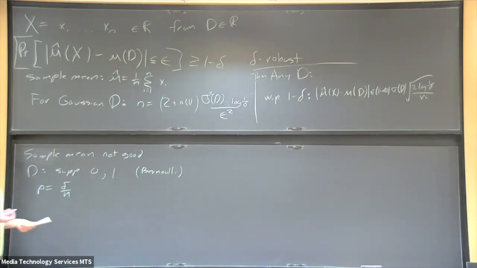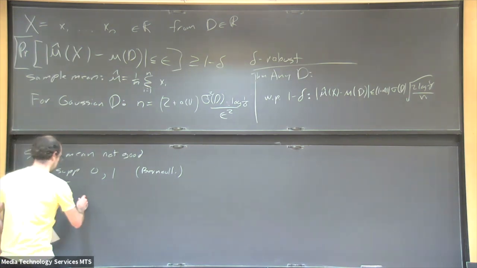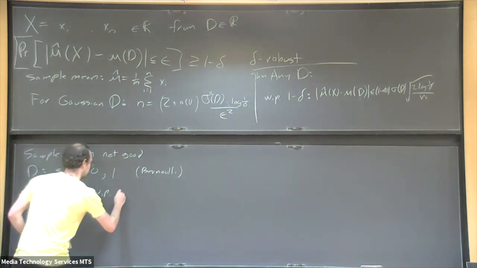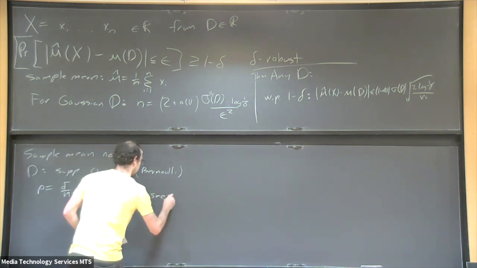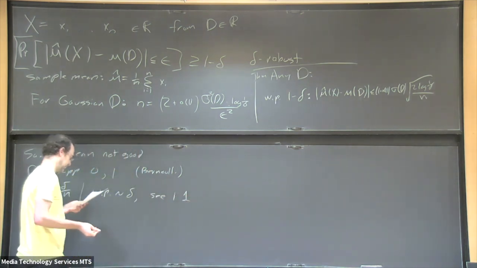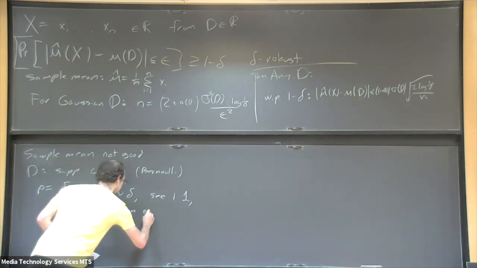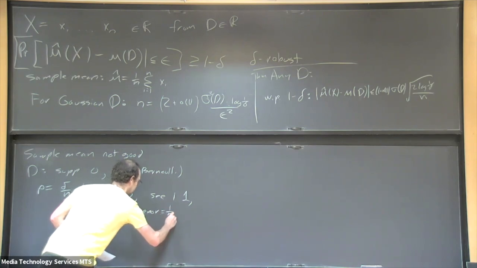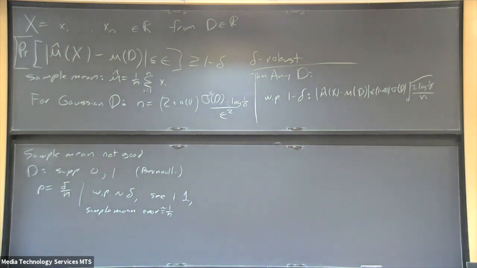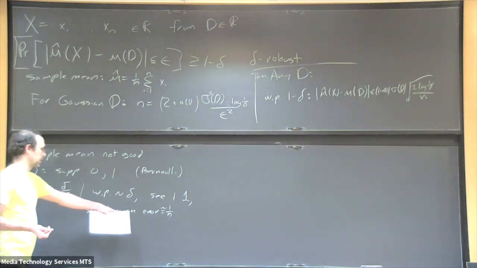So if we're talking about the delta unlikeliness regime, like things that could happen with probability delta, then we could actually see a 1. If we see a 1, the true mean is very close to 0, but the sample mean will be 1 over n, because 1 out of our n samples is 1. With probability roughly delta, we will see a 1, and then the sample mean error is roughly 1 over n, because the true mean is really close to 0. Okay, we got an error of roughly 1 over n.